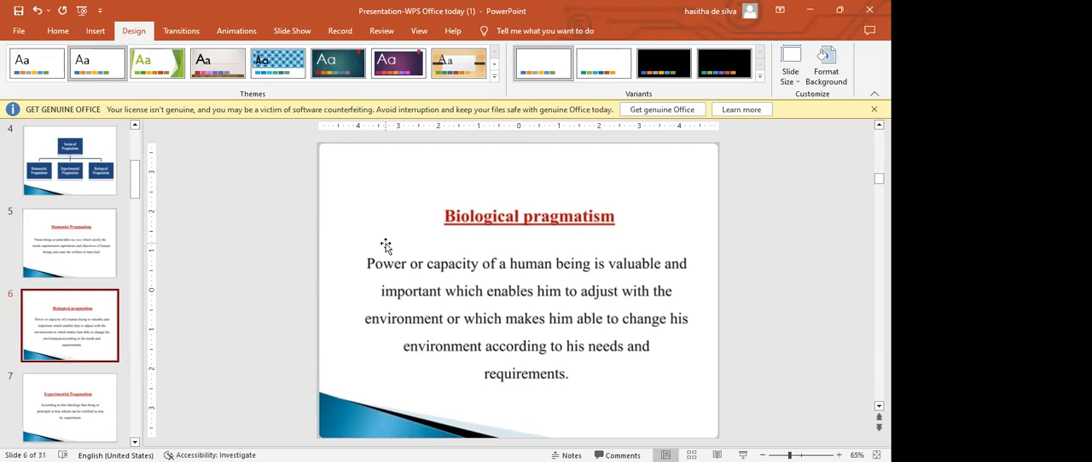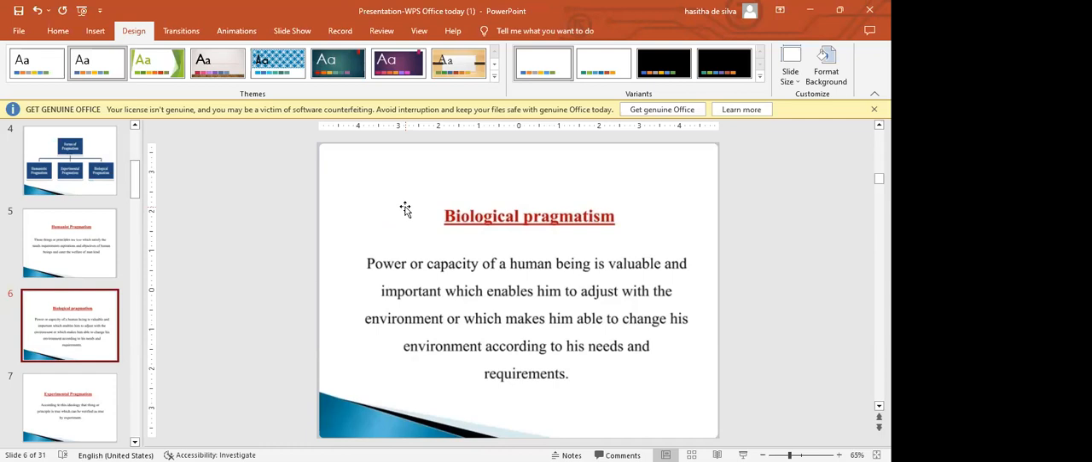Biological pragmatism means the power or capacity of human beings is valuable and important, which enables them to adjust with the environment, which makes them able to change their environment according to their needs and requirements.